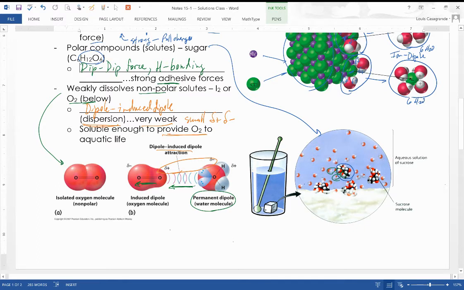And the aquatic life breathes the oxygen molecules. They get that oxygen molecule through their gills. They're not chemically breaking apart the water into oxygen. They're getting that dissolved oxygen out.